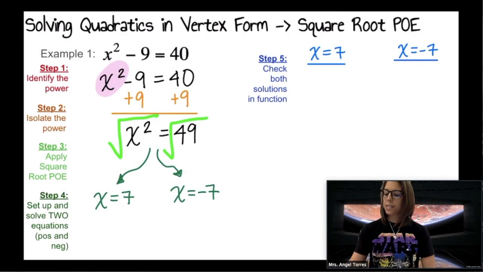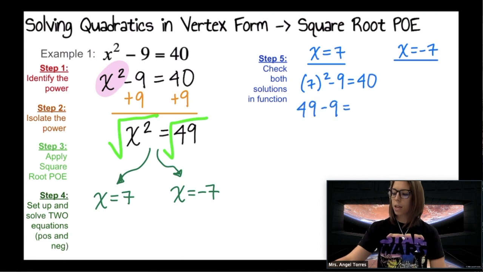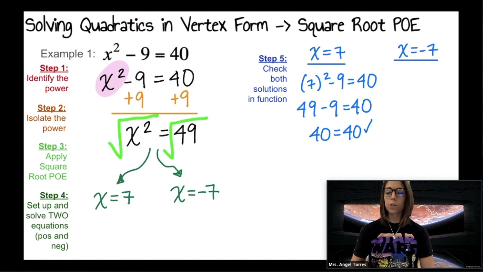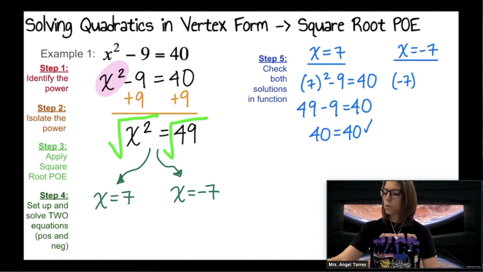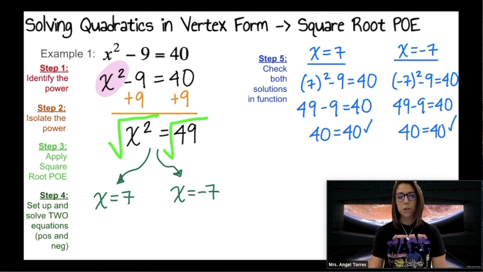Starting with positive 7. 7 squared minus 9 equals 40. 49 minus 9 equals 40. And 40 equals 40. Meaning that 7 is indeed a solution. So negative 7 squared minus 9 equals 40. That's 49 minus 9 equals 40. And since 40 equals 40, then negative 7 is also a solution.